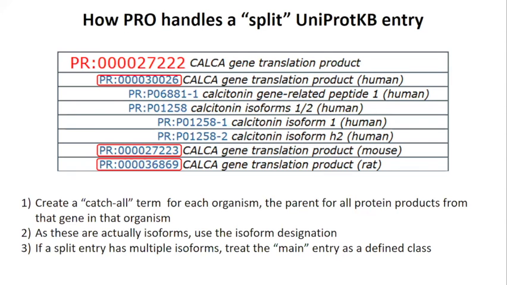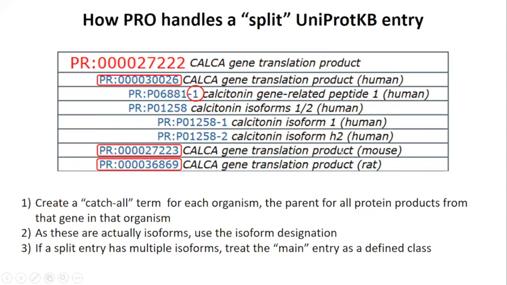Now, split entries can themselves contain either a single isoform or several. If it's single, both the main entry accession and the isoform accession refer to the same thing. By default, since the described entity is always an isoform, we give the term a pro identifier that corresponds to the isoform, so it has this dash number at the end.